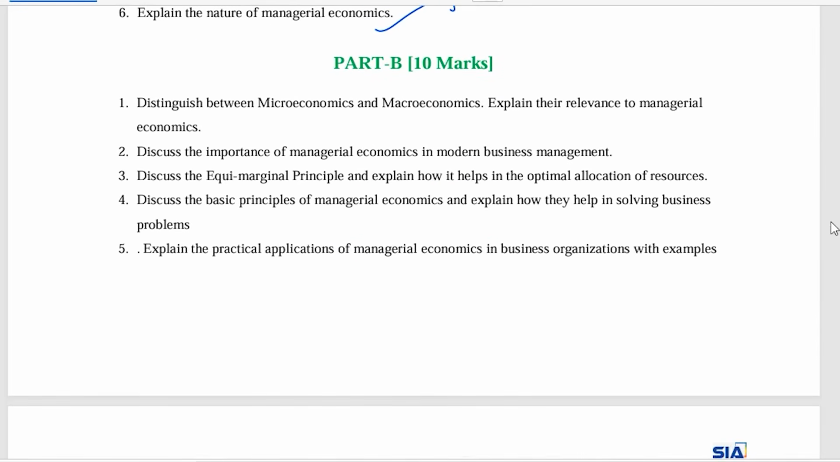Coming to Part B. Distinguish between microeconomics and macroeconomics. Explain the relevance to Managerial Economics. Explain these differences in tabular form and explain these parts with proper side headings. Next question, discuss the importance of Managerial Economics in modern business management. You can explain these questions with proper side headings.